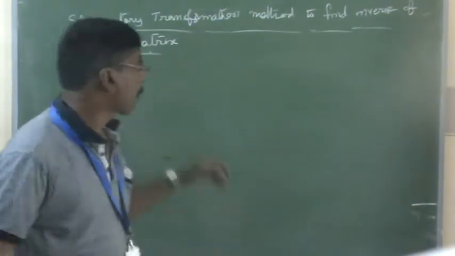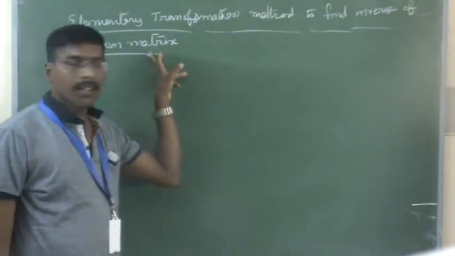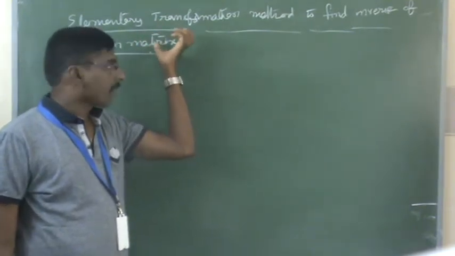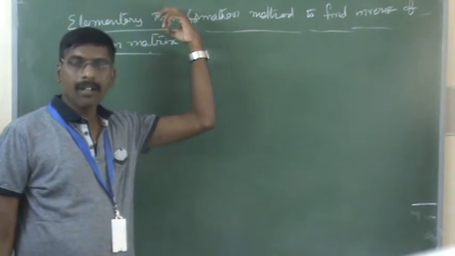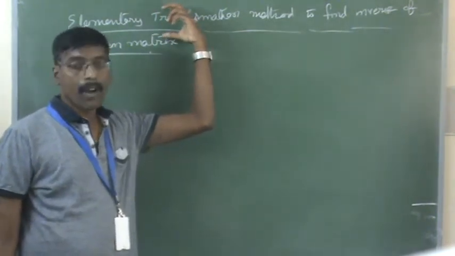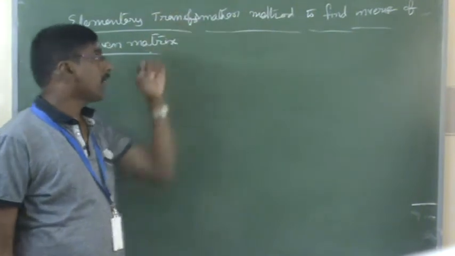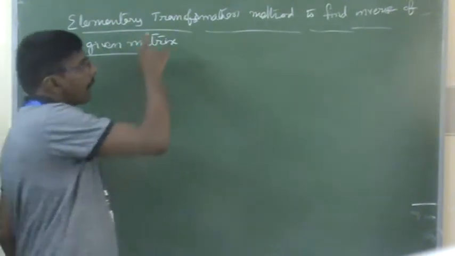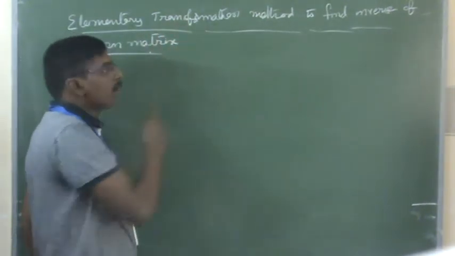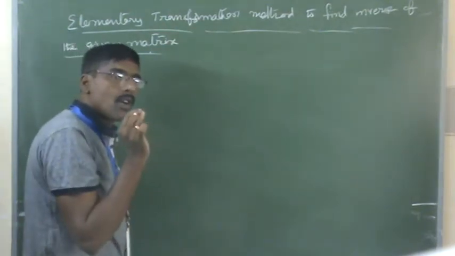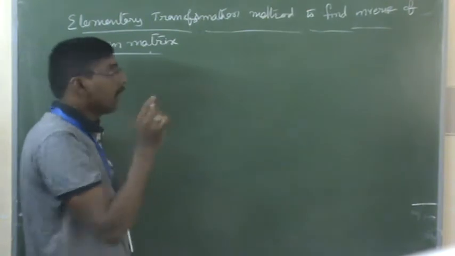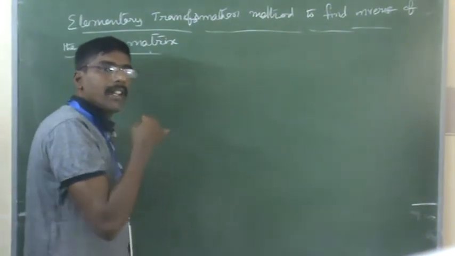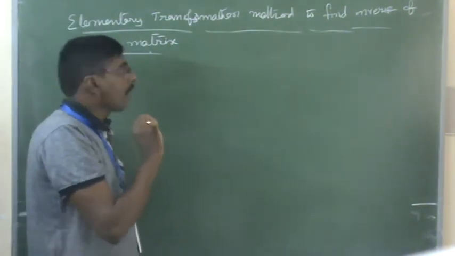Before going to find the inverse of the given matrix by using elementary transformation, what are the properties or the precautions we can take? Which type of operations do we need to use? The operations eligible for elementary transformation are either row wise or column wise. They have some rules that we need to remember very clearly.